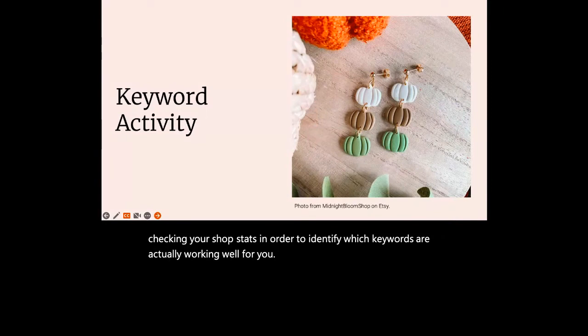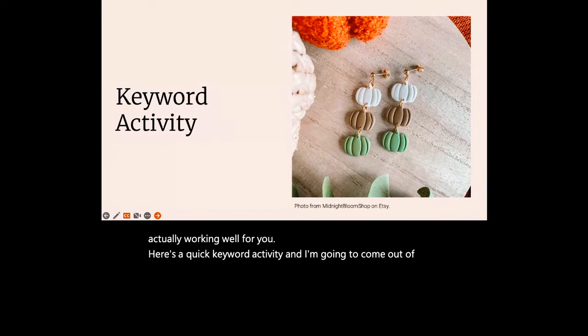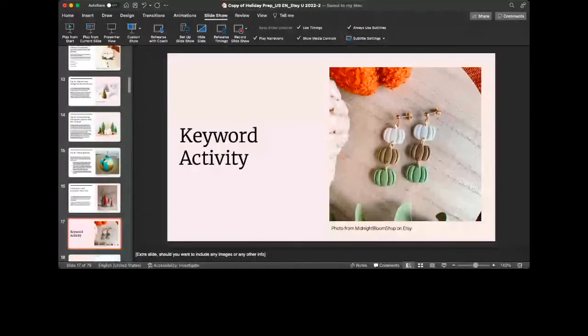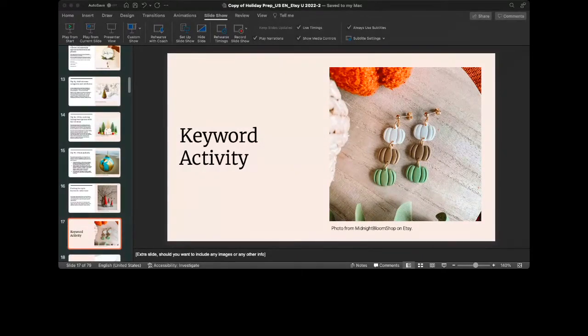So here's a quick keyword activity, and I'm going to come out of my screen for just a second. You'll still be able to see the screen, but I want you to take a quick second and in the chat, not in Q&A, but in the chat, start typing in some keywords that you may use to describe those earrings. Just start typing them in for me. You can think of them as tags. You can think of them as part of a title.